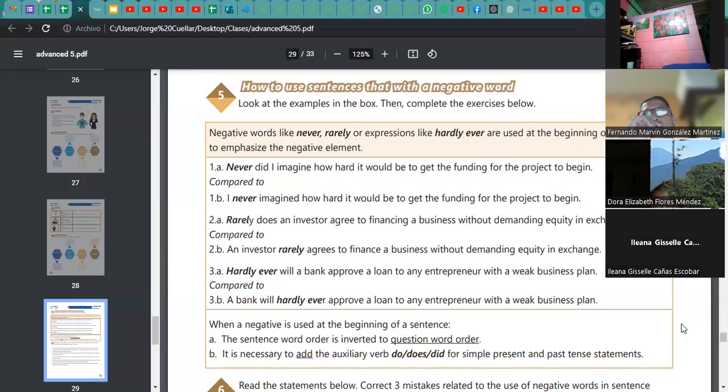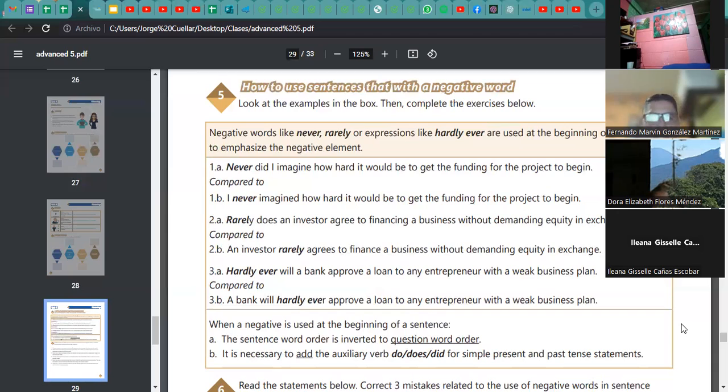B, I never imagined how hard it would be to get the funding for the project to begin. So on the second one, it's like an expression. I never imagined, I mean. But then the first one is like, never did I imagine. I mean, it's more, I never thought about that one. So the emphasis is on that one.